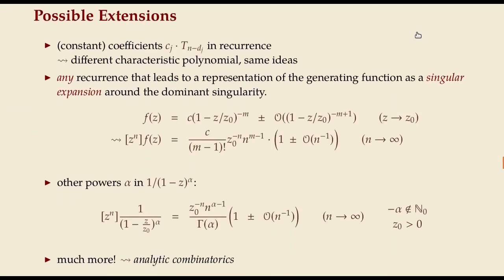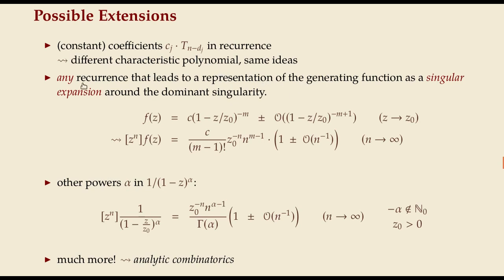And here's a bit more of advertisement. You can extend the analysis that I've shown you using the singularity analysis to further recurrences, and a simple thing is to add constants in front of the recursive calls, so you don't have one recursive call but a certain number of the same type. That essentially only changes the characteristic polynomial, and the rest remains the same.